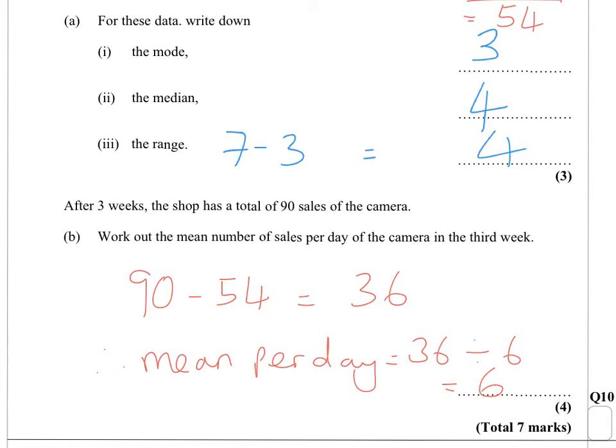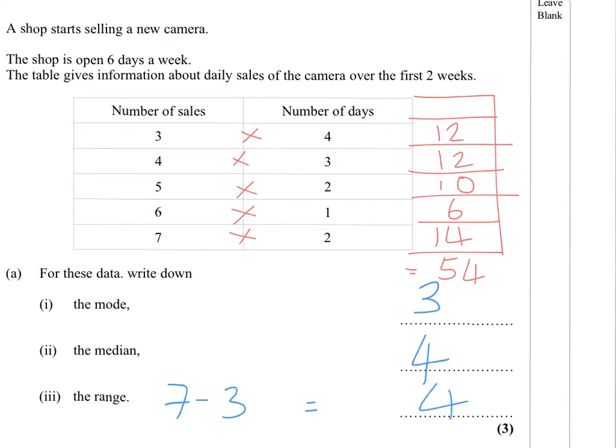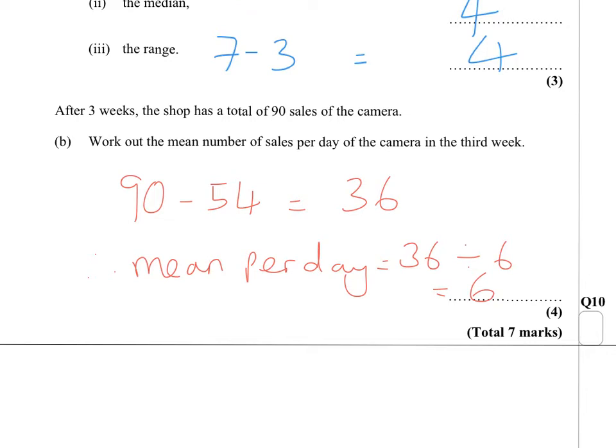It's a tricky question. 4 marks available for that. So where would I give you the 4 marks? I give you 1 mark if I can see calculation of 54 sales in the first 2 weeks. A mark for working how many sales in the third week. Third mark for calculating the mean per day, and then the fourth for the correct answer from that calculation. So that should be straightforward.